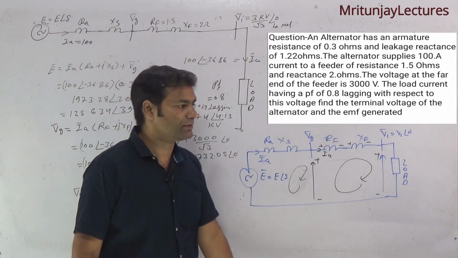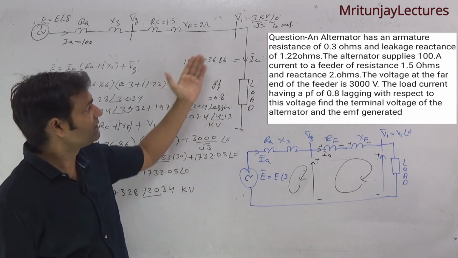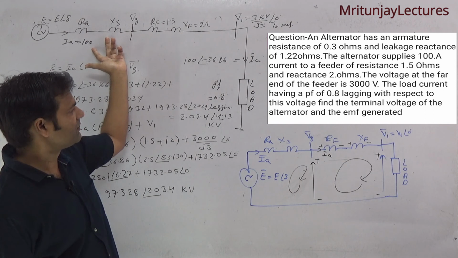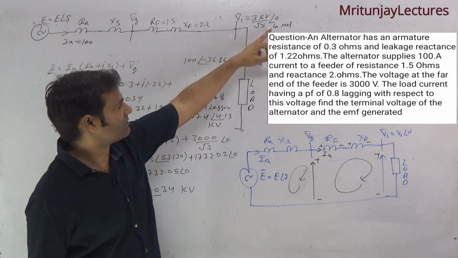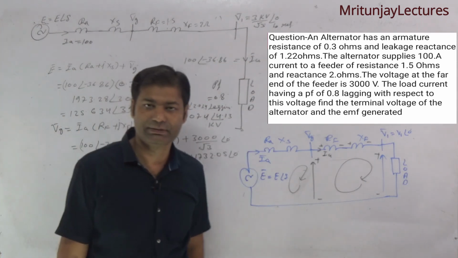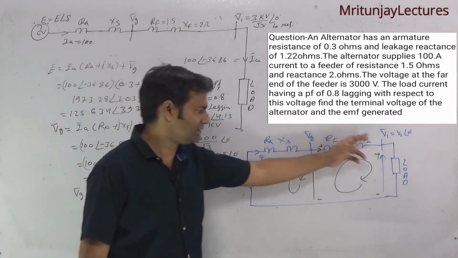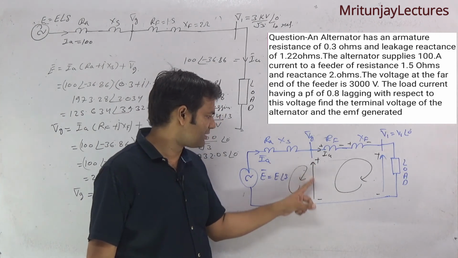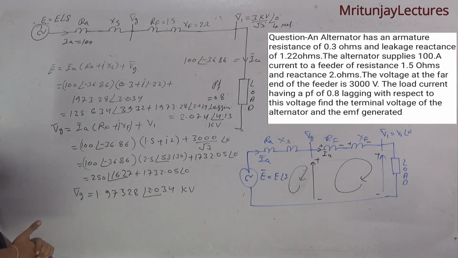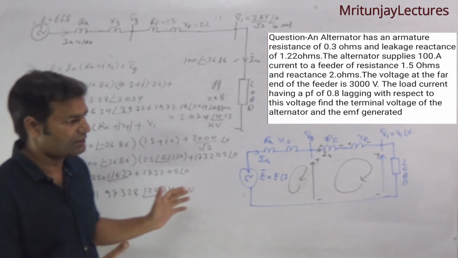After that, the power factor is given, so with the help of power factor we determine IA. If V1 is taken as reference, IA magnitude is 100 and its angle is minus 36.86. After that, with the help of KVL, apply it in this loop and determine VG. Again apply it in the other loop and determine E, the excitation voltage, that is 2.074 kilovolt at the angle 4.13. Okay, make it.